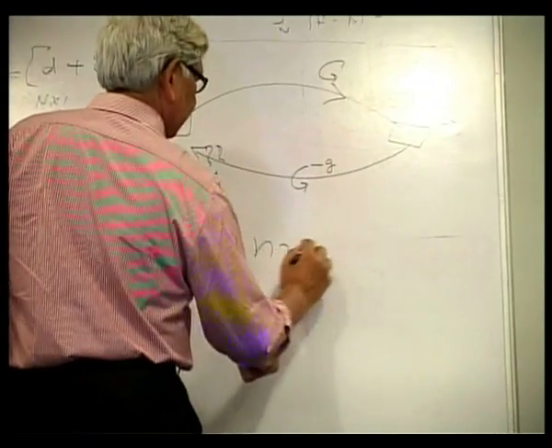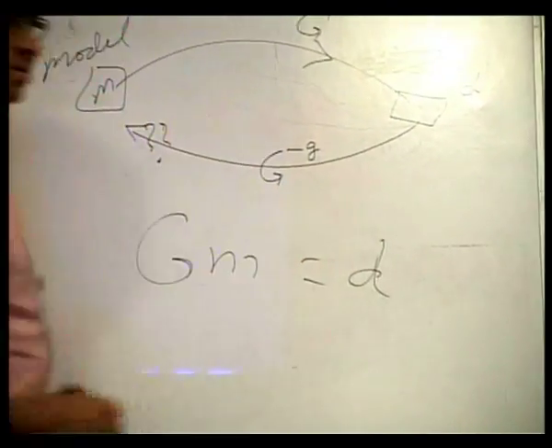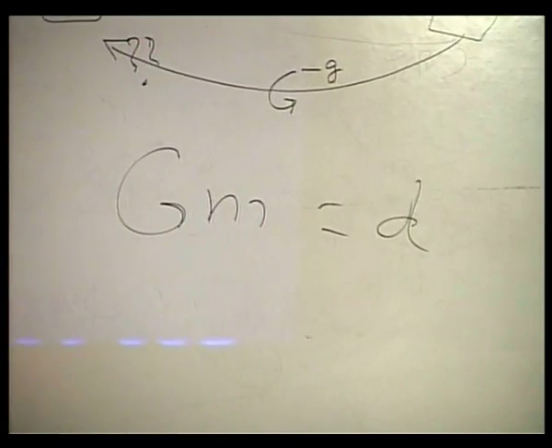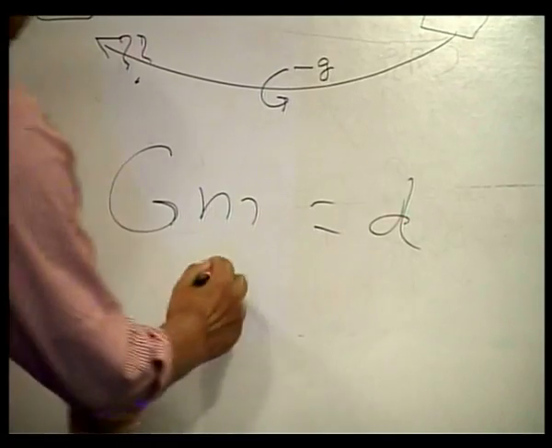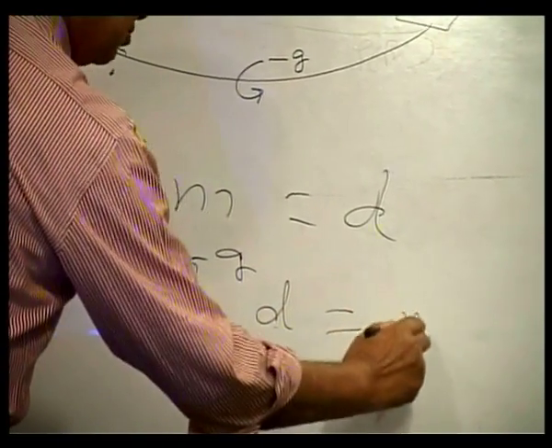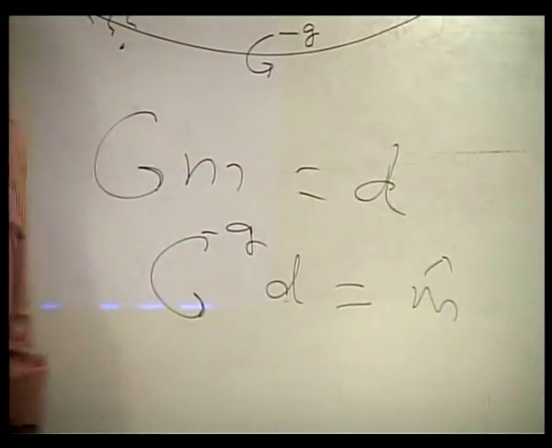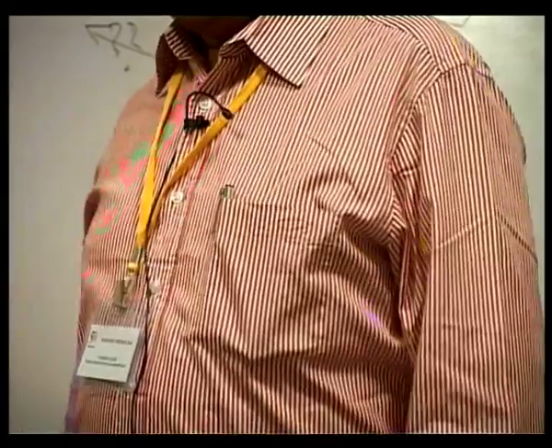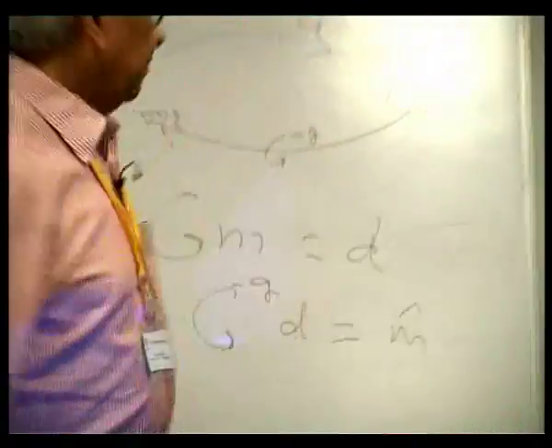Gm is equal to D. Supposing that I have, by some means, found an inverse, G inverse I'll call it, which multiplied by the data gives me something close to M. It won't be exactly M. We have agreed that there are no unique solutions, so I'll call it M hat. It's an estimate of M.